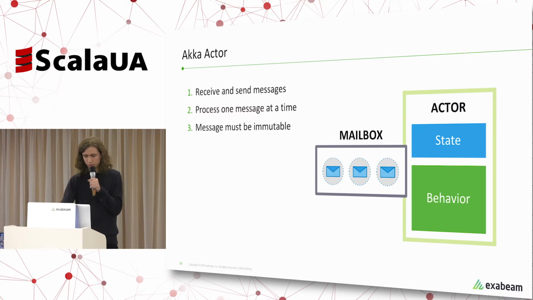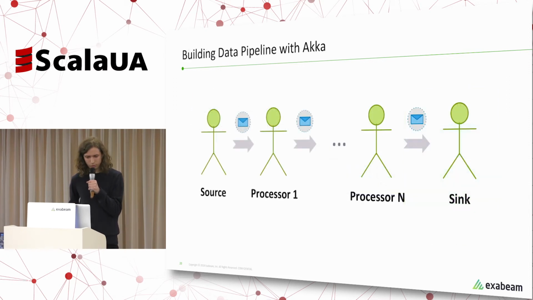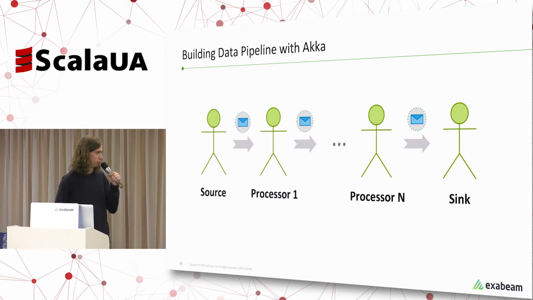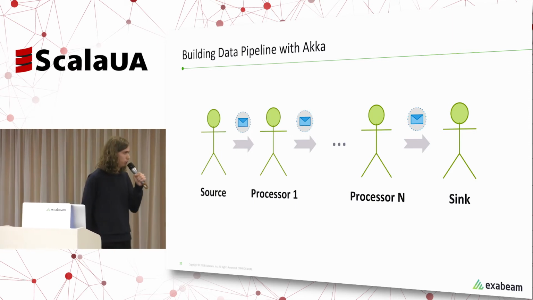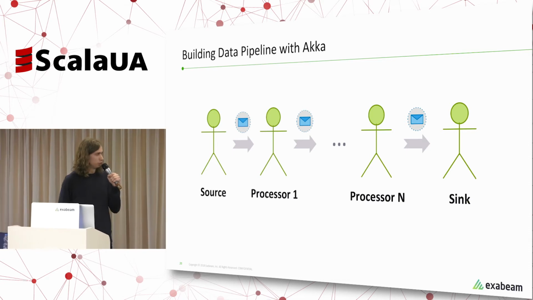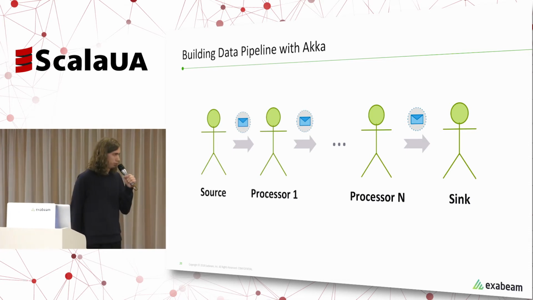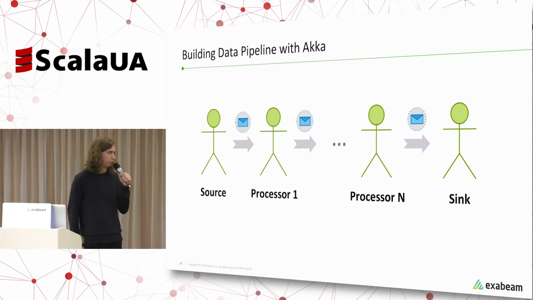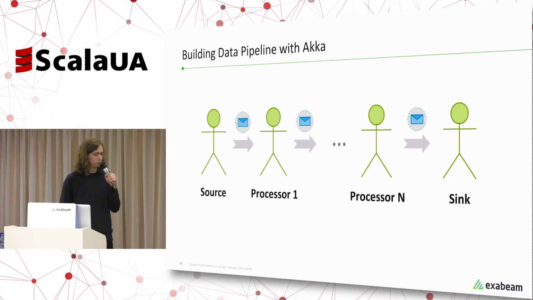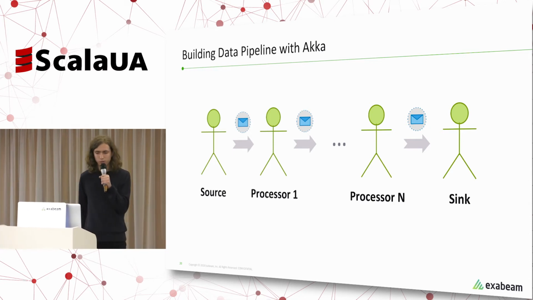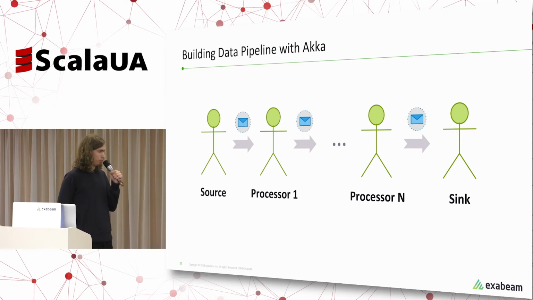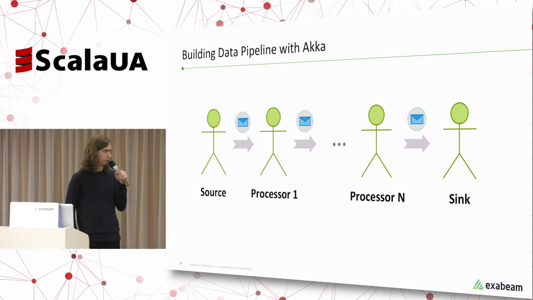Let's try to build a data pipeline with actors. So here we have source actors, which basically just fetch data from somewhere. When a source gets an event, it sends it to the first processor, which in turn sends it to the next one, and so on until we eventually reach the sink. Sink is an actor which does some final action like saving the results.